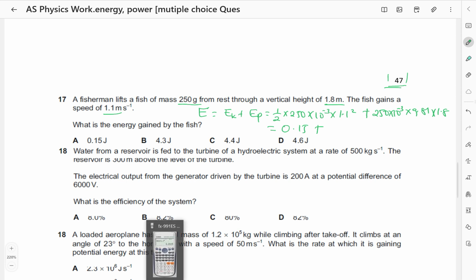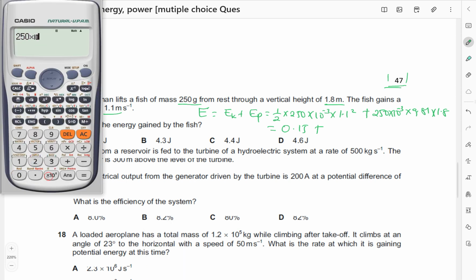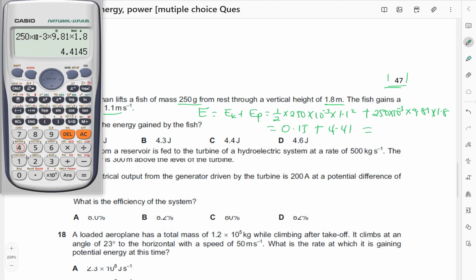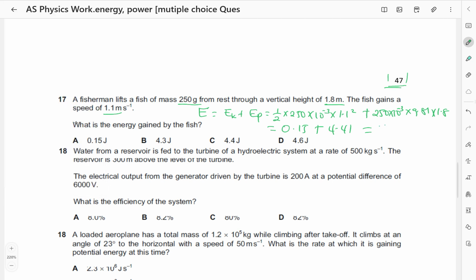0.15 plus. For the other one, 250 exponent negative 3 times 9.81 times 1.8, which gives us 4.41. And when we sum up 4.41 plus 0.15, we get 4.56, or approximately 4.6. So this is 4.6 joules, which makes our answer D.